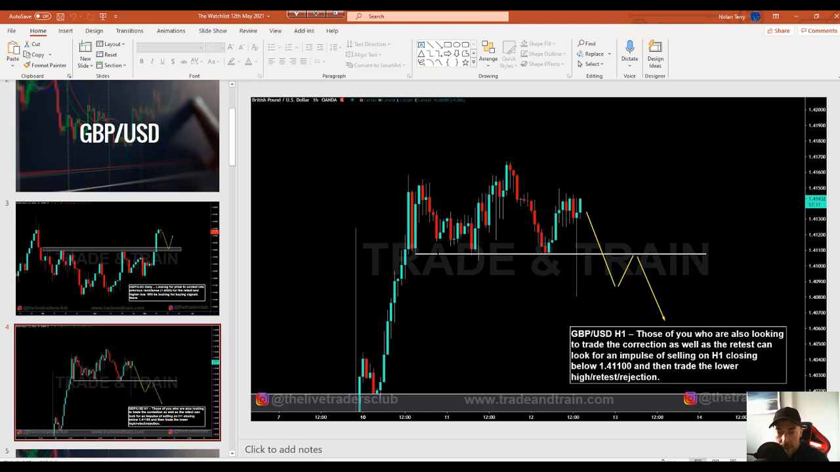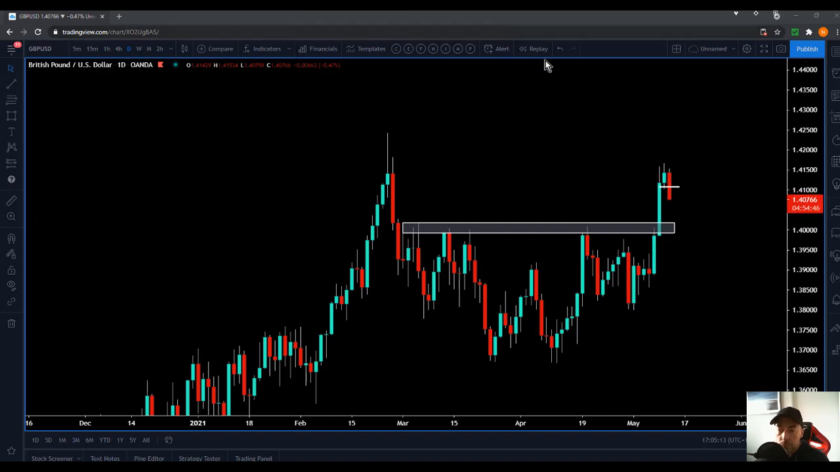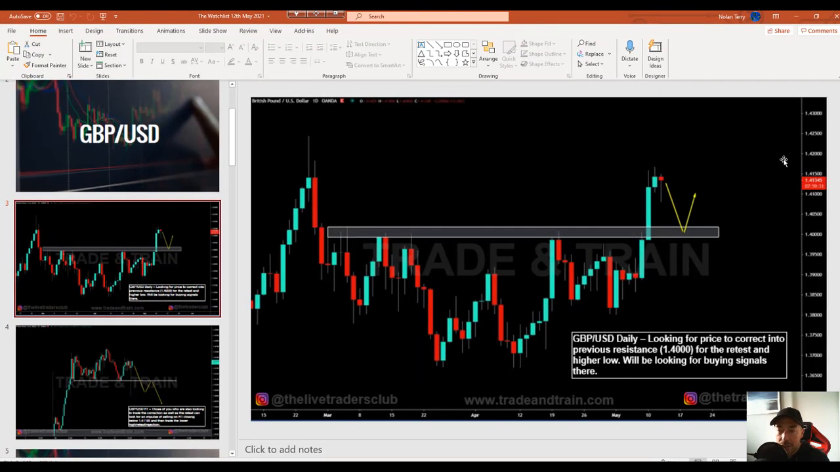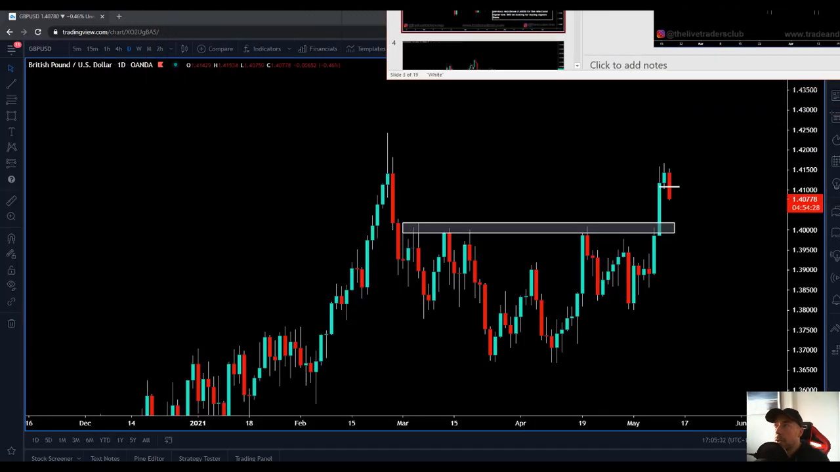Okay, so nice little level of H1 support here. We want price to close below, and then we'll be looking for that pullback and then a short trade into that 1.4 level. So let's just have a look at the chart. And as you can see, things have really changed since then. Actually, if we look at the daily chart when we sent this out earlier, we've got the daily price action looking like that, and now look at that.